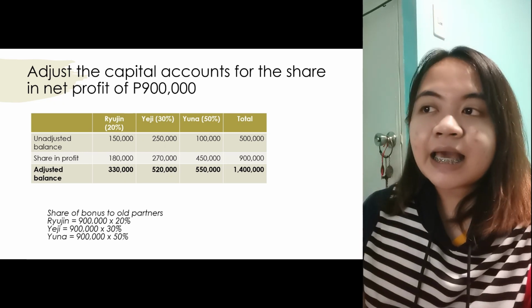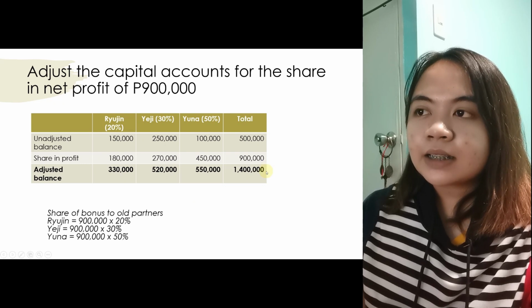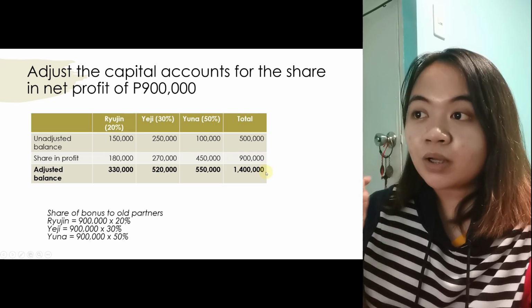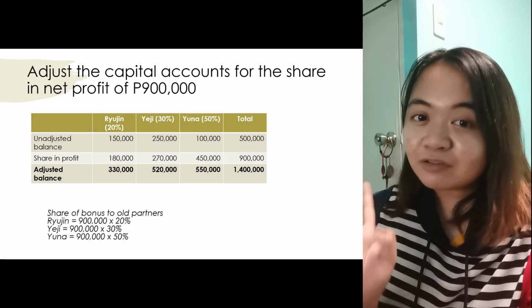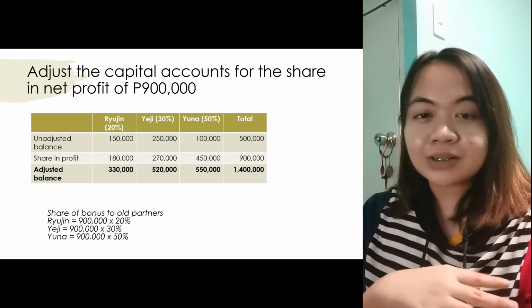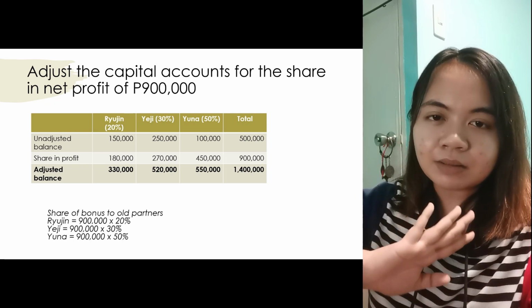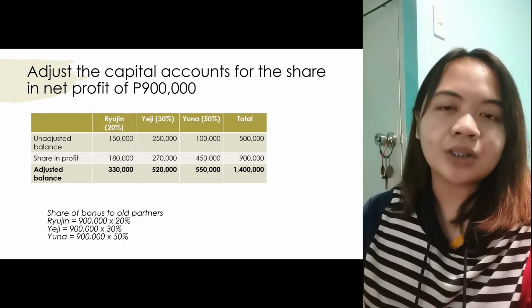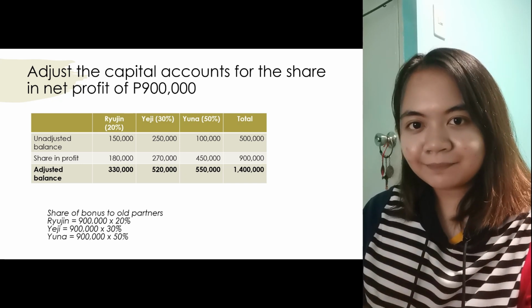Okay? So, ang mangyayari is, di ba total capital balances is 1,400. Hindi magbabago. 1,400 pa rin siya. Pero dalawa na lang ang partners. Nawala na si Yuna. So, parang ibinigay ni Yuna kay Ryujin at Yeji. Naka-credit yung dalawang account nila.